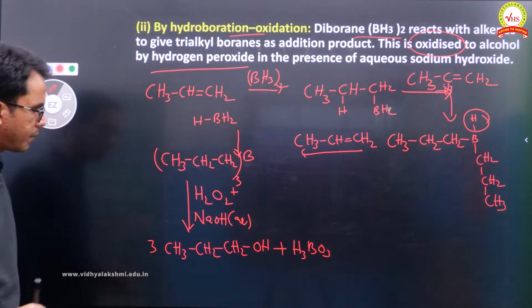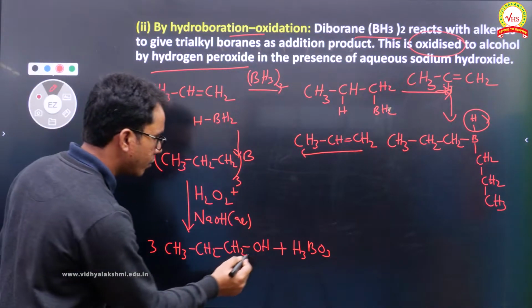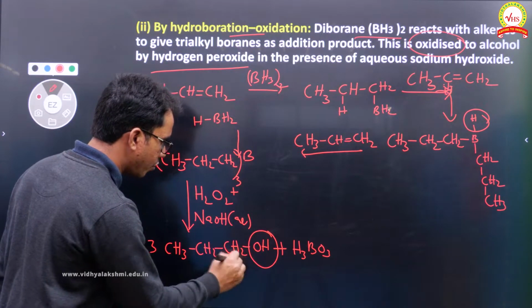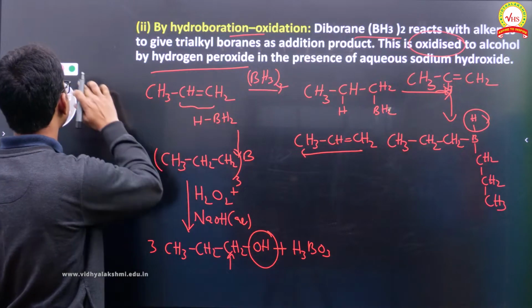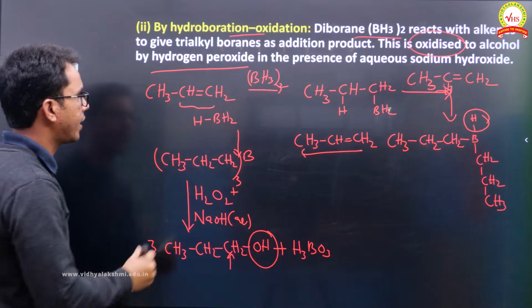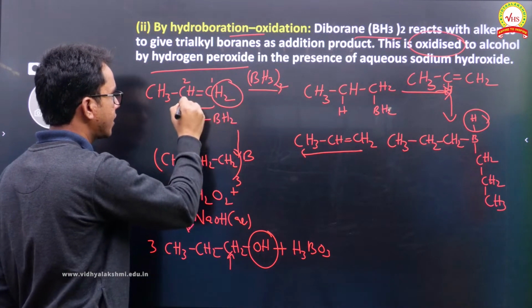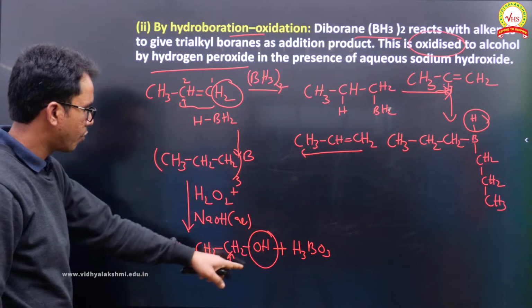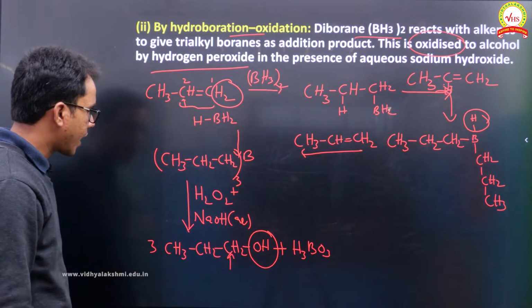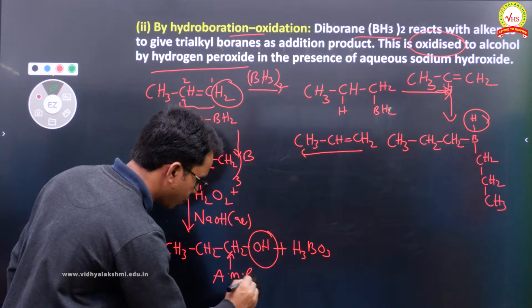Now, if you see this product, formed by hydroboration and oxidation, this OH group is added to the carbon with more hydrogens. If you compare, the first carbon has 2 hydrogens and the second has only 1 hydrogen, but the OH group is added to the carbon with more hydrogens. It is according to the anti-Markovnikov rule.